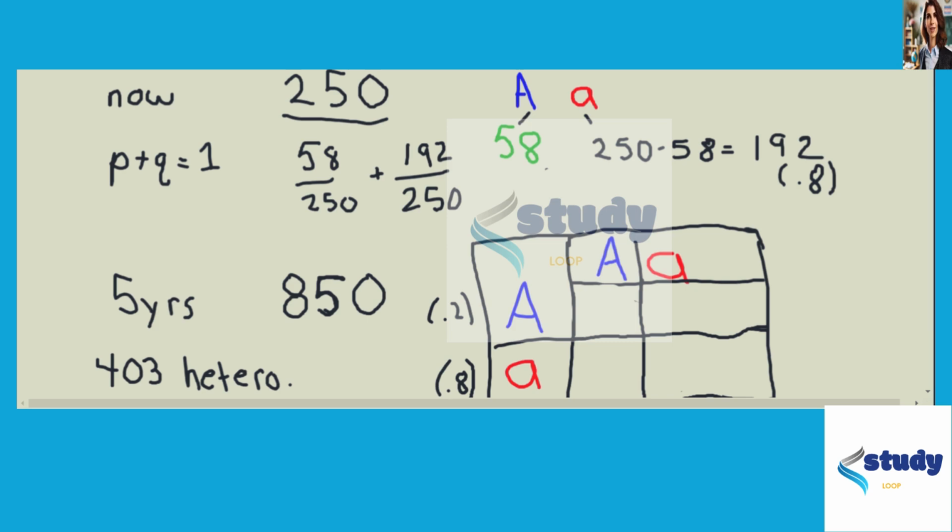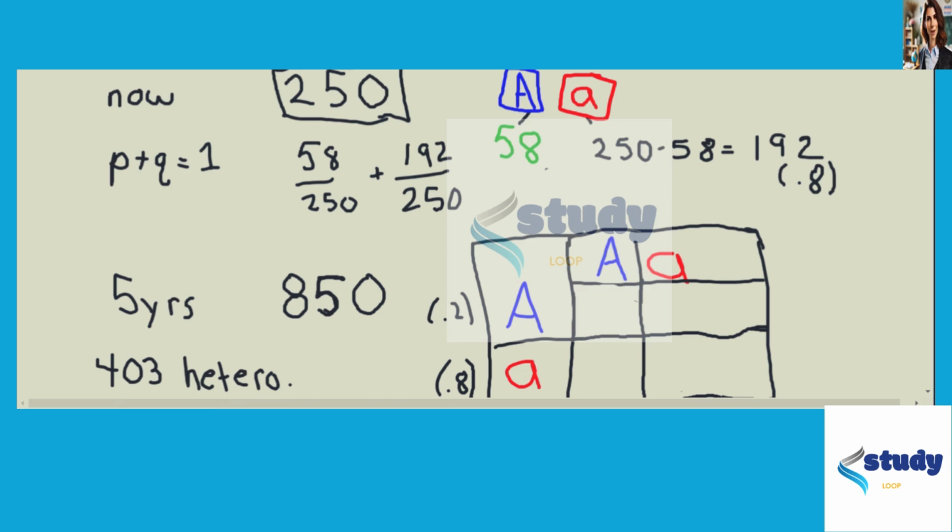Okay, so for this problem, we are looking at a population of fish, and we were told that there's a total of 250 fish in this pond, and we are given some more information to work with. We are told that we're looking at a gene which has two alleles, which would be this blue A here and this small a, which I've written out here.